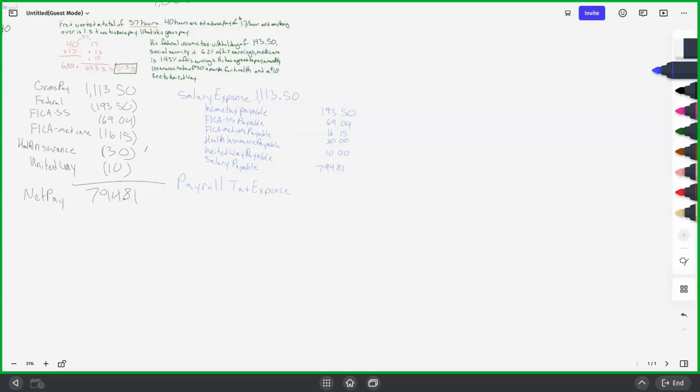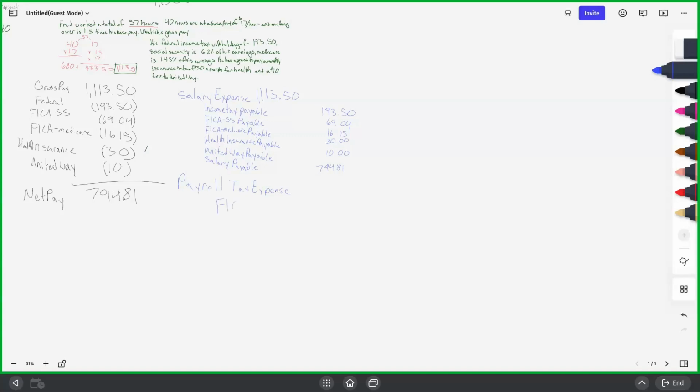So we don't know the number for payroll tax yet because we need to figure out the rest of them. There are two things that are shared between salary and payroll. What are the two things, out of a wild guess? Cash? Two FICAs. Not cash. We're not dealing with cash here.